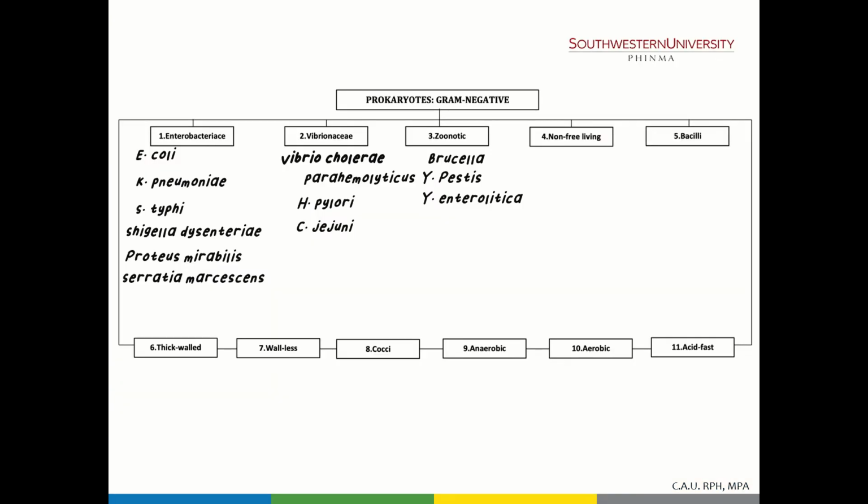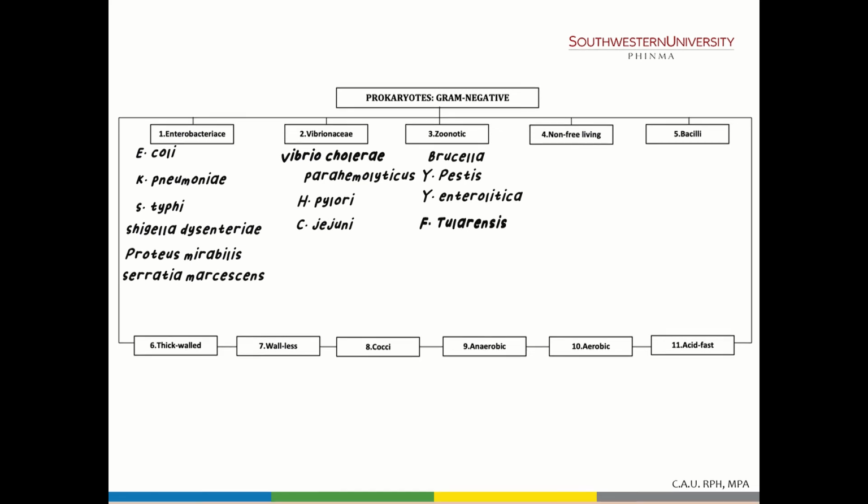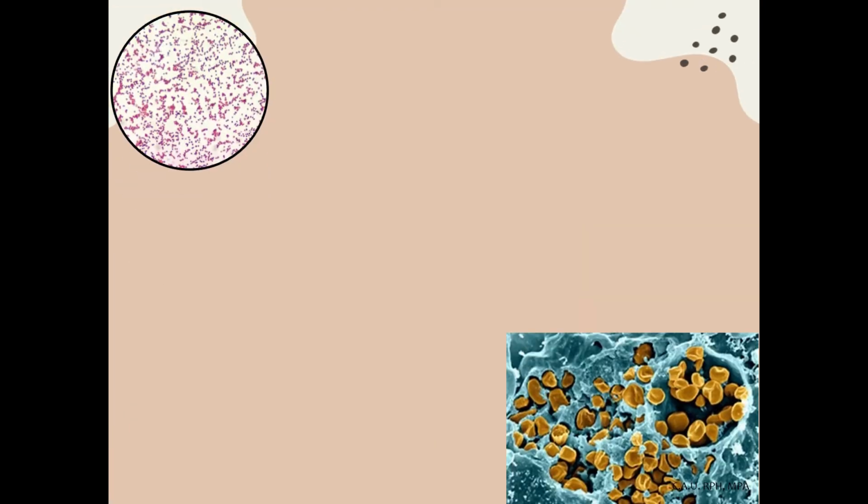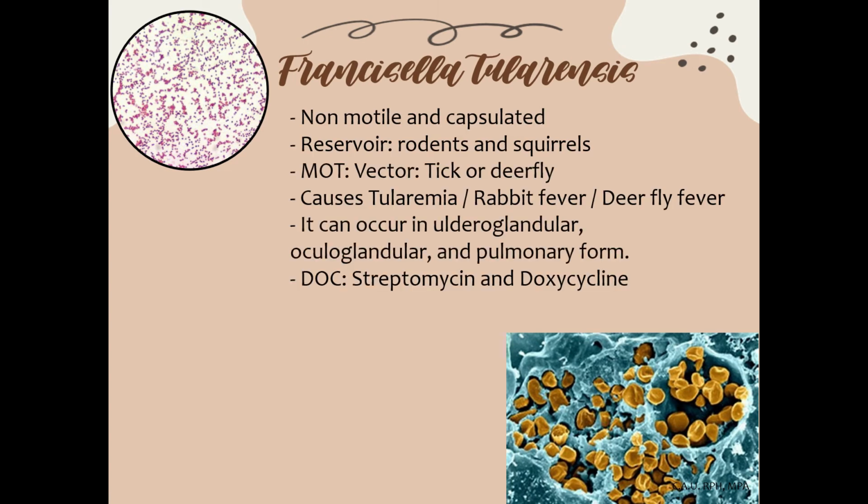cotrimoxazole. Another example of a zoonotic type of gram-negative prokaryote is tularensis. Tularemia has more or less similar transmission to Yersinia pestis, only that its most common reservoir is rabbit. But it's not only limited to rabbit, as squirrel can also be its reservoir. The treatments are streptomycin and doxycycline.